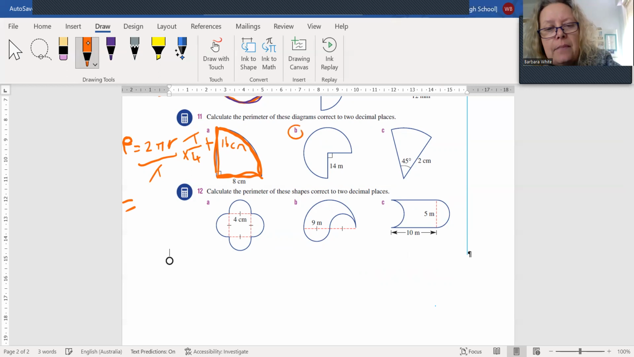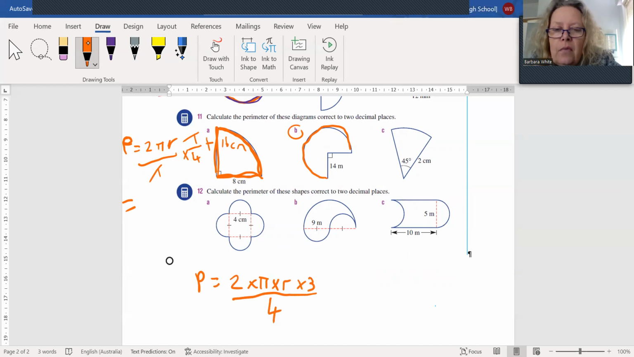This one B, let's see. We got how much of a circle? It's 3/4. So perimeter is 2 times pi times radius times 3/4. The way I'm going to write that to make it easier for my calculator, times 3/4, okay? 3 on the top, 4 on the bottom. That's how you multiply fractions. You know that. Add 14 and another 14.